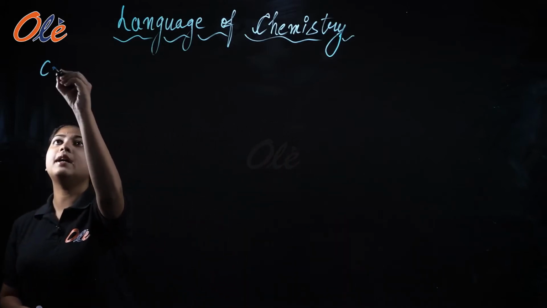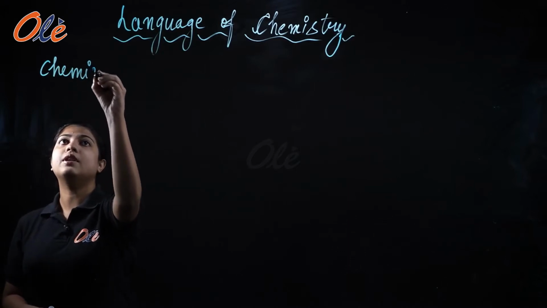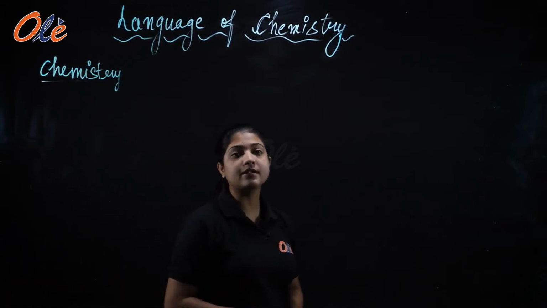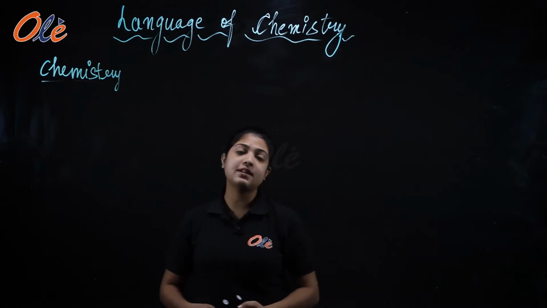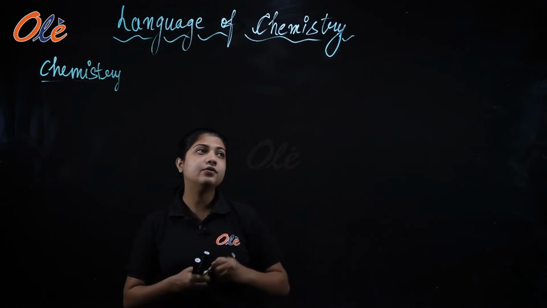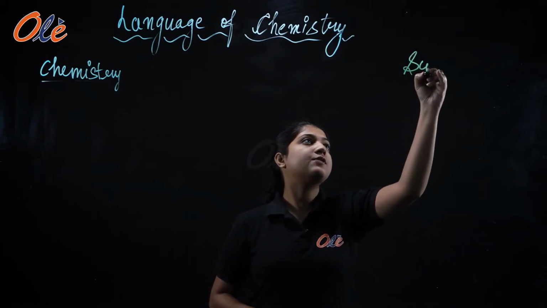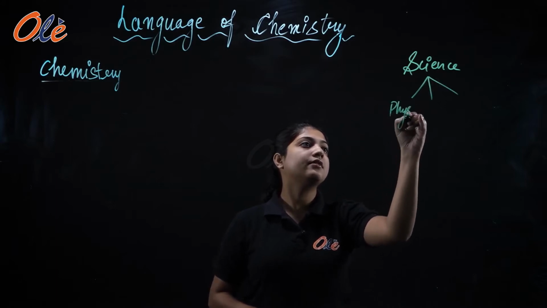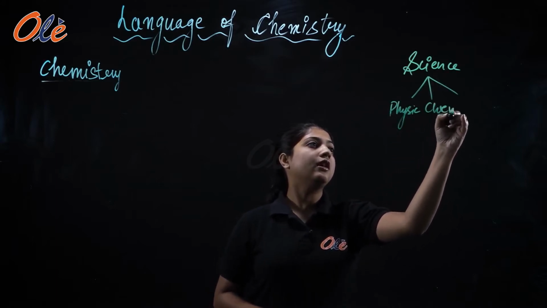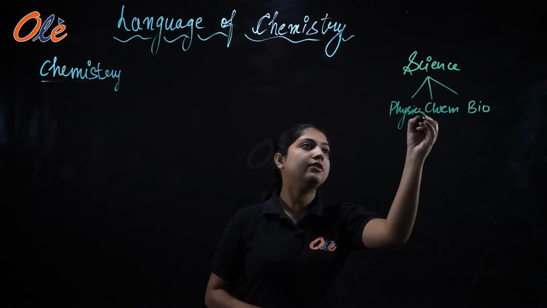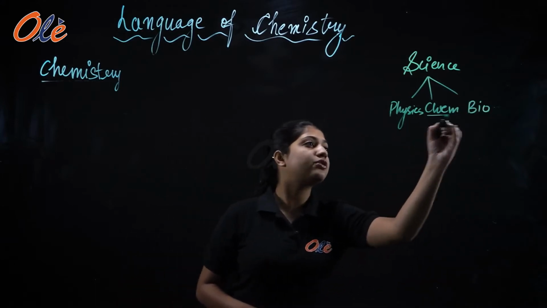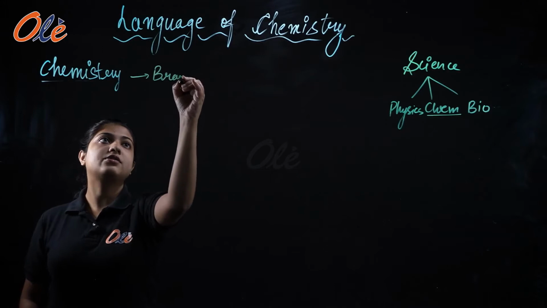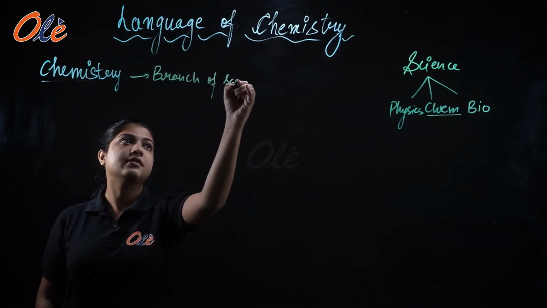What do you mean by the word chemistry, or what do we study in chemistry? So basically, as you know, chemistry comes under science, right? Chemistry is a branch of science. You know this, that science has majorly three branches, that is physics, chemistry and biology, right? So basically chemistry is a branch of science.